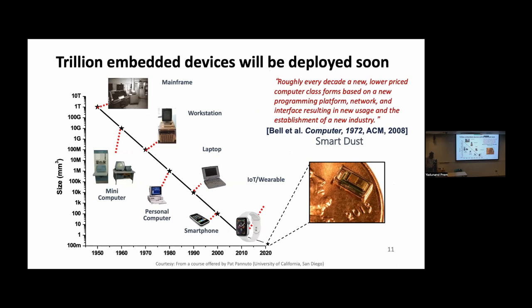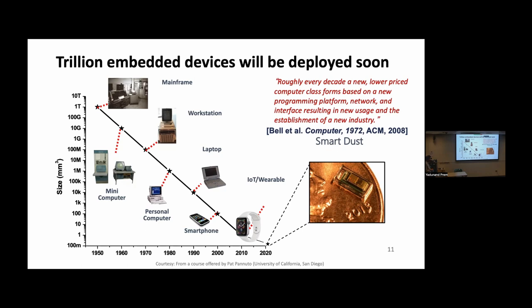We talked about how IoT devices have become quite pervasive. This is a very nice quote, which says that roughly every decade, a lower-priced computer class forms, and that leads to new programming platforms, networks and interfaces, and the establishment of a new industry. This was back in 1972. And in some respects, this trend has continued over time. For example, in the 1950s, we had mainframe computers which could take up multiple rooms or even buildings. They were really huge.